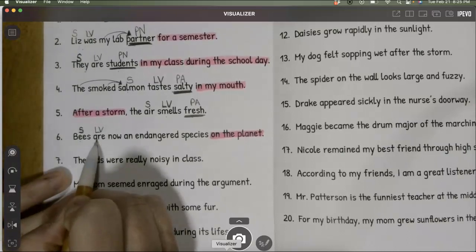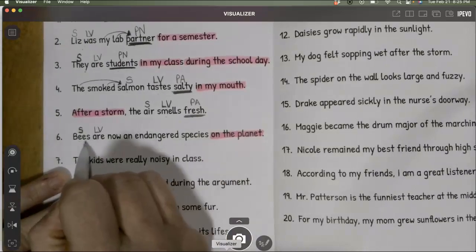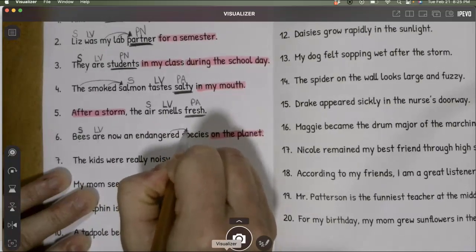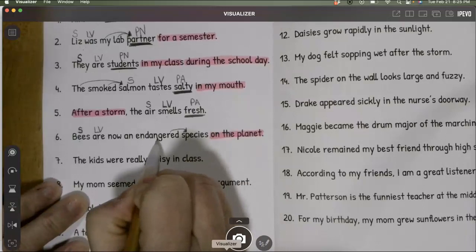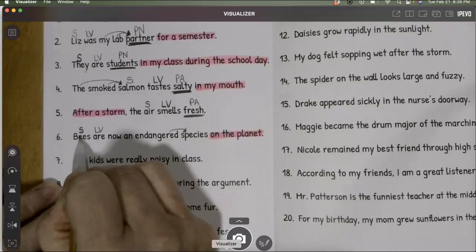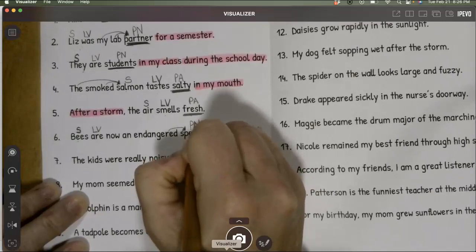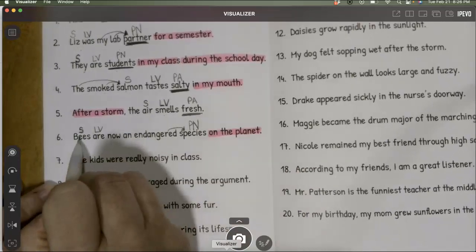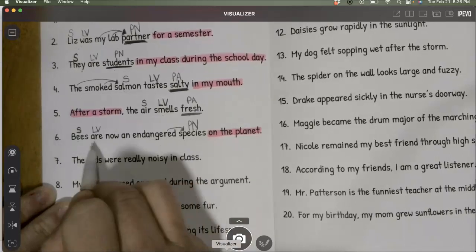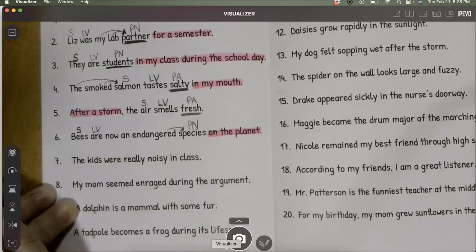The bees are, I might think that they're endangered, but it's not saying bees are endangered. Endangered is actually describing species. So it's not a predicate noun. If it was a predicate adjective, it would go back and describe the subject, and it's not. It's describing species. So species must be the noun that's renaming the bees. And I could check this by switching it. An endangered species now are bees. So because I could flip the order there, that works.